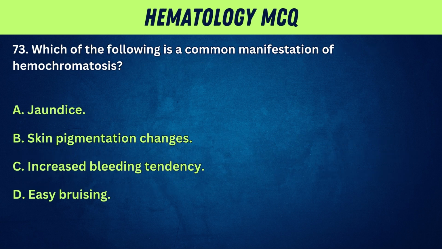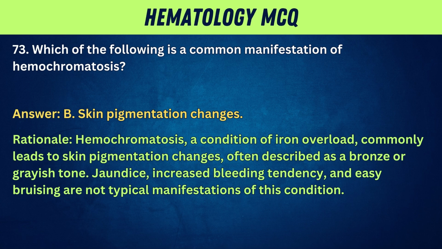73. Which of the following is a common manifestation of hemochromatosis? A. Jaundice. B. Skin pigmentation changes. C. Increased bleeding tendency. D. Easy bruising. Answer: B. Skin pigmentation changes.